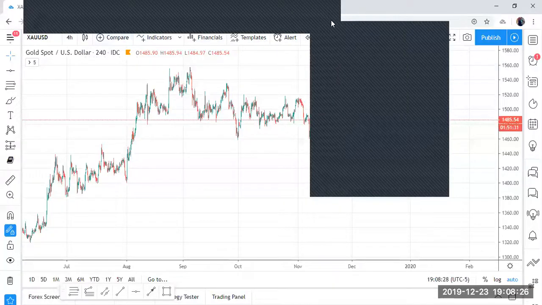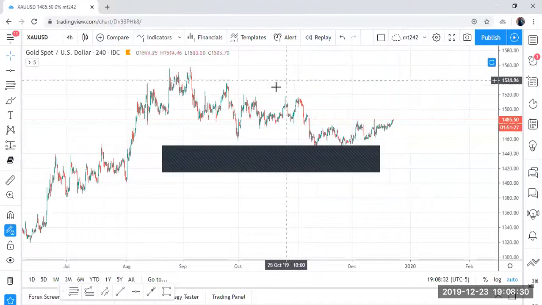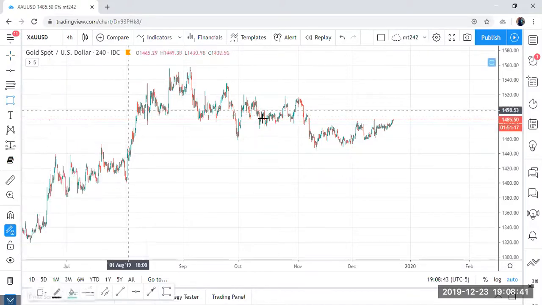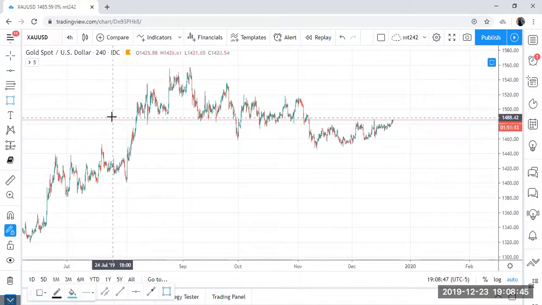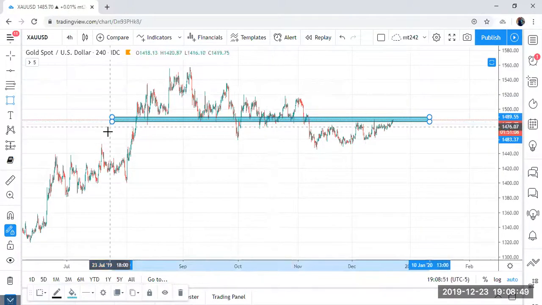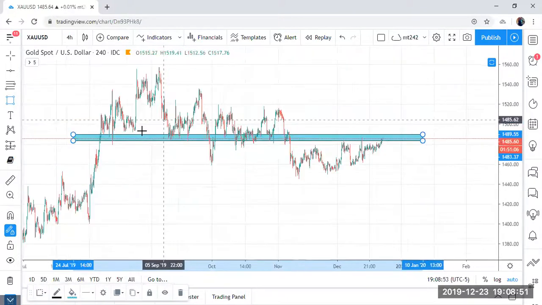All right, so I just want to go over market structure. I like this gold chart because of this area where price has been finding a lot of support and resistance. I want to focus in on this area here.